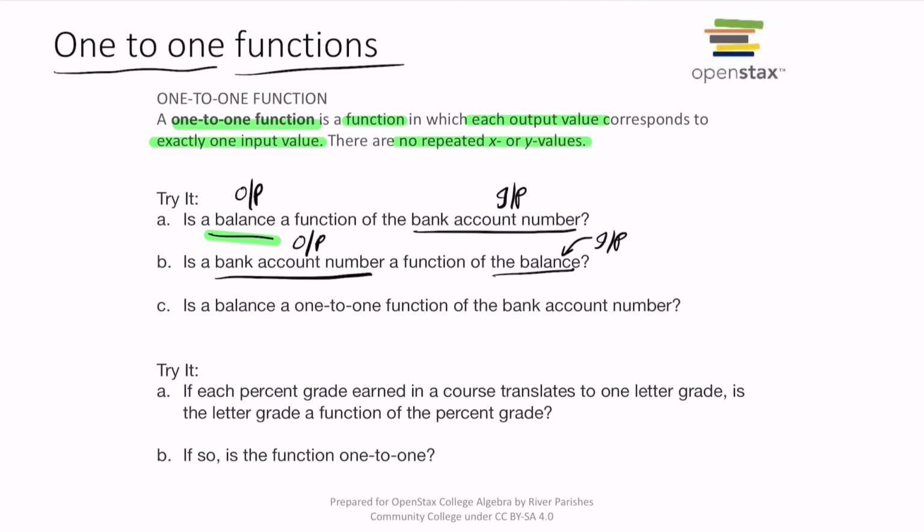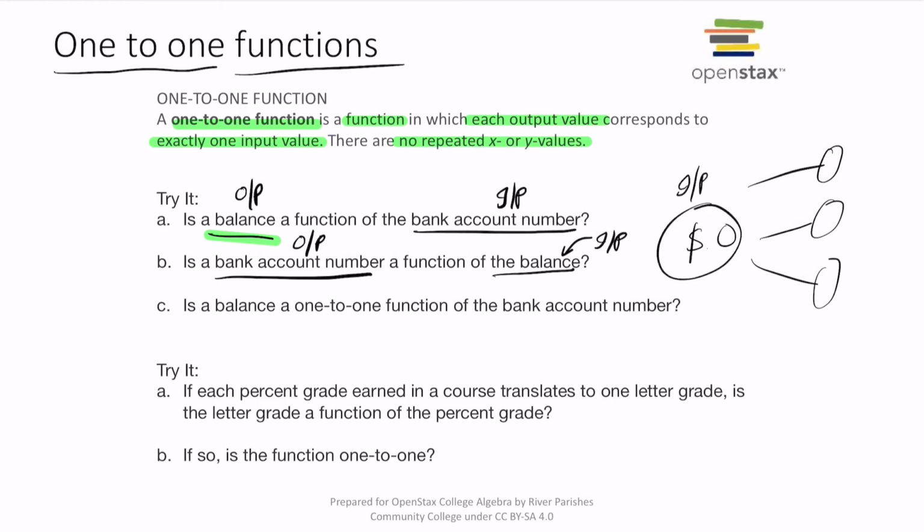But the problem comes back to the question: there can be many account numbers that have the same balance. For example, there can be 3 different bank account numbers that have the same balance of $0, which means that this input here has multiple outputs. This is an example of not a function. Remember that one single input cannot have multiple outputs.